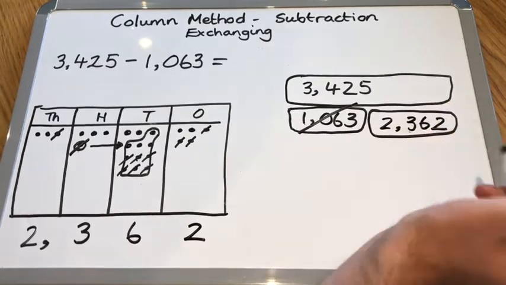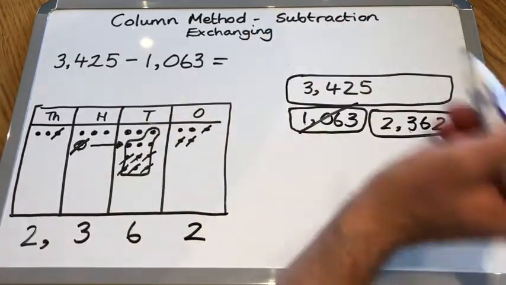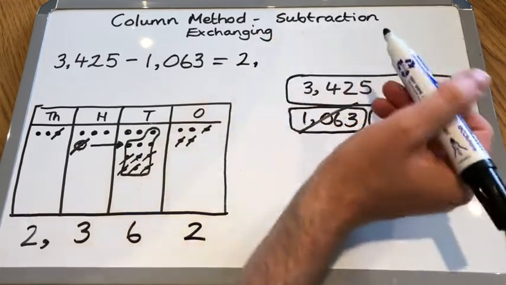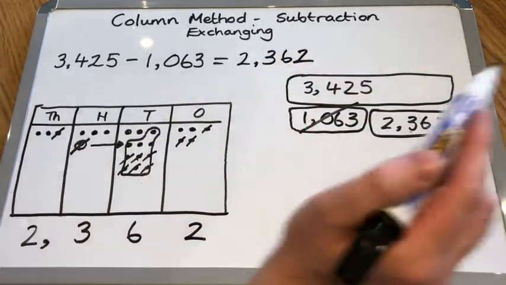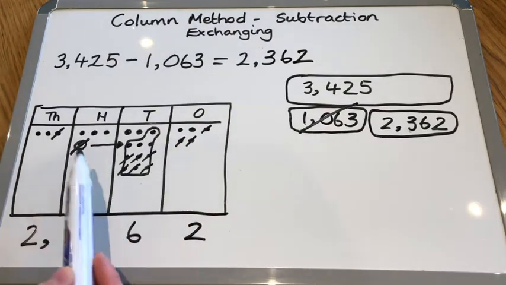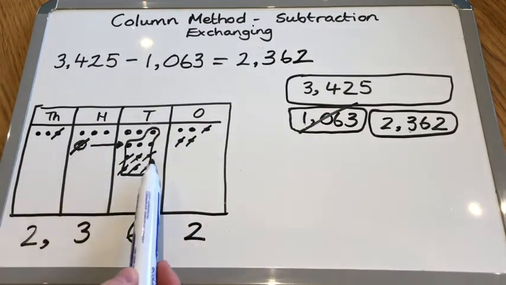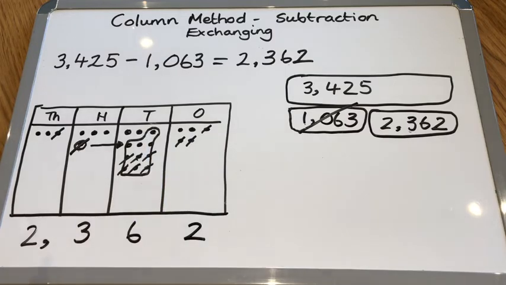2,362. And we must never leave a number sentence unbalanced. So let's complete it. It's 2,362. And what's great about practicing on a grid first is we can see that exchanging in action. It really does help us to understand.